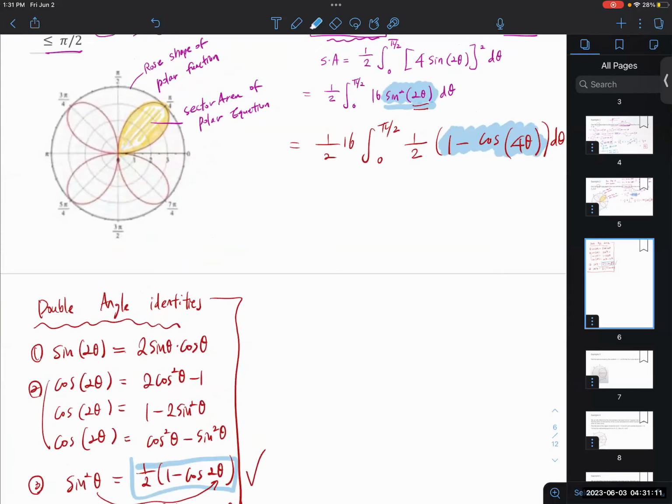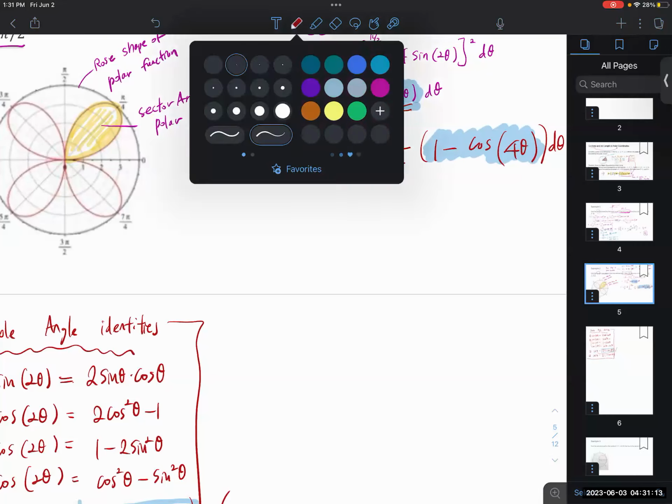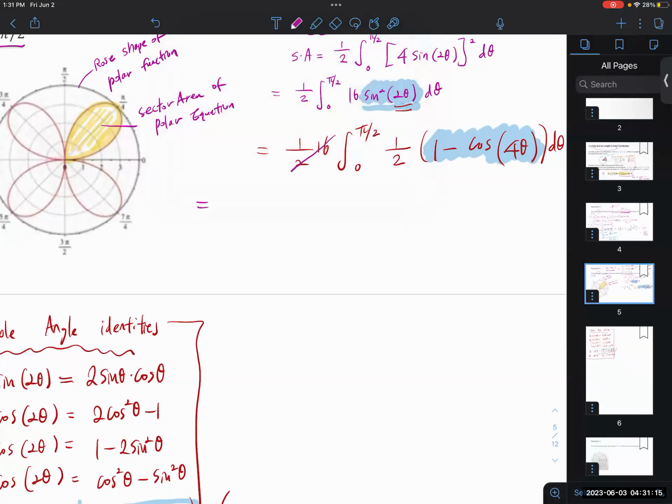Yay. And then let's simplify. So what happened? They cancel. I'm going to bring 1 over 2 to the front. So 1 over 2, integral from 0 to pi over 2, of 1 minus cosine 4 theta d theta.